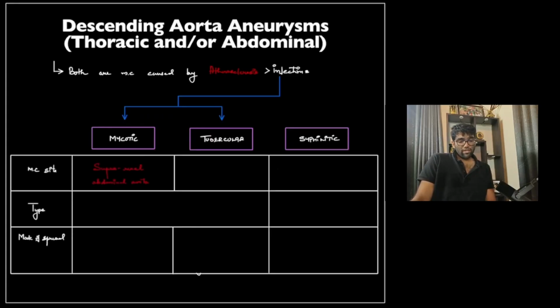So in case of mycotic aneurysms, the involvement is of the suprarenal abdominal aorta. This is very important. The most common site of tubercular involvement is thoracic aorta. So it will become evident why that is the case just subsequently. The most common site of syphilitic involvement is ascending thoracic and arch of aorta. The type of involvement is on imaging.